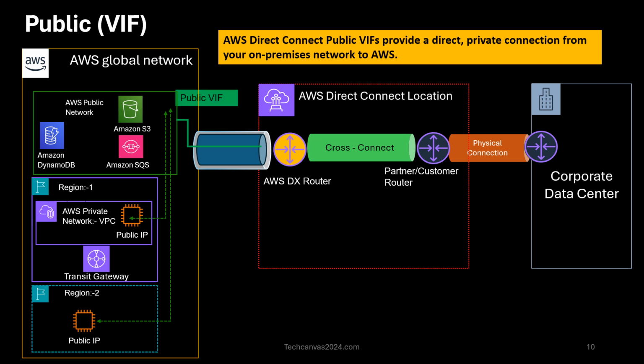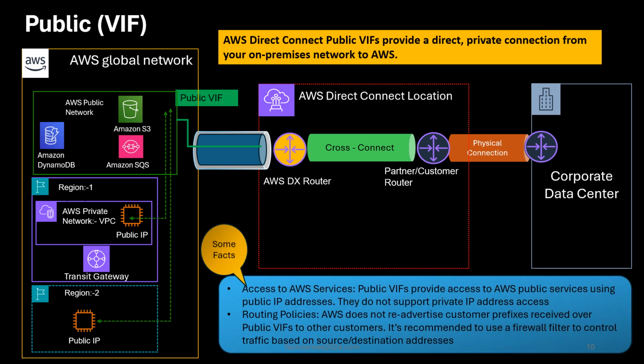So there are some fun facts about AWS public VIF. First is that AWS does not re-advertise customer prefixes received over public VIF to another customer. So that's how they're keeping isolated, right? It is recommended to use a firewall filter to control traffic based on source and destination addresses. So there is a customer responsibility as well. It is always recommended to use a firewall at the router level or at the point where these connections are terminating.